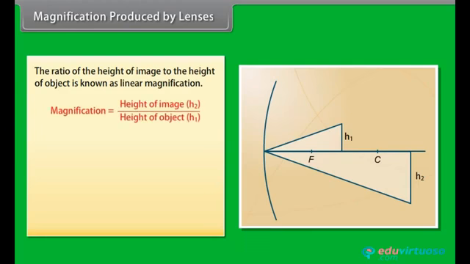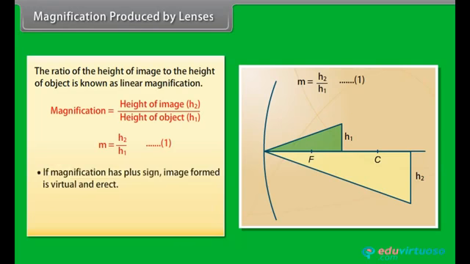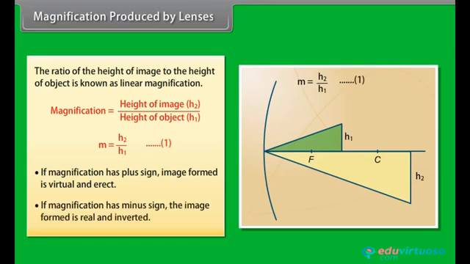Magnification is equal to height of image h2 upon height of object h1. M is equal to h2 upon h1, which is equation 1. If magnification has plus sign, the image formed is virtual and erect. If magnification has minus sign, the image formed is real and inverted.